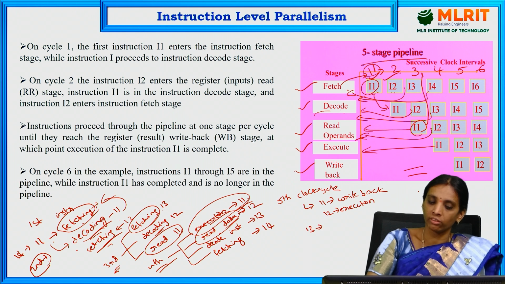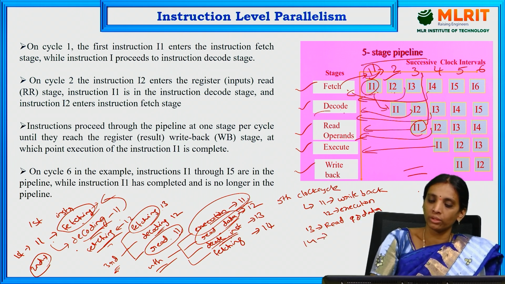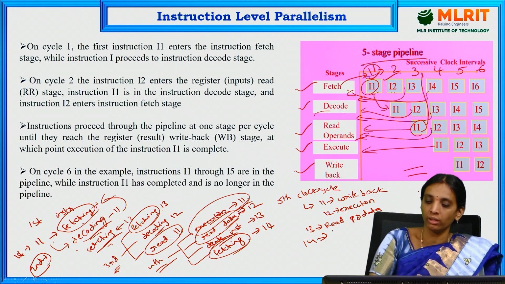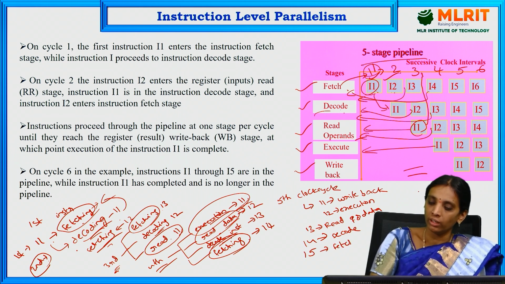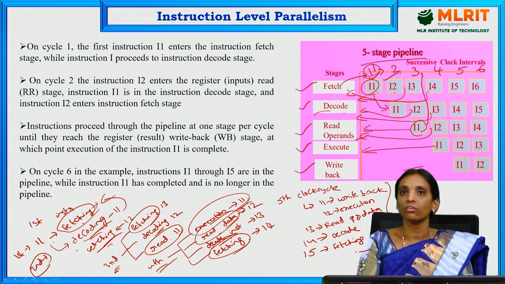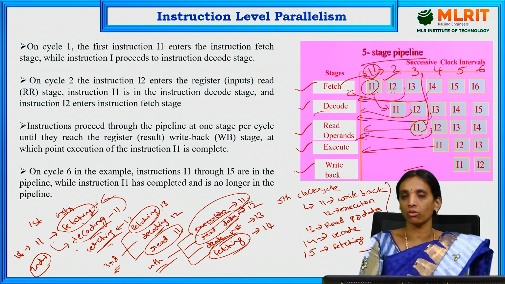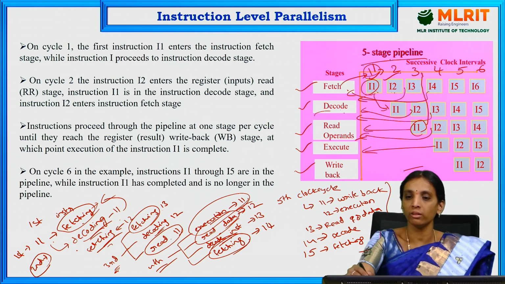And the 13th instruction has already completed decoding, so now it goes for reading the data operands. And the 14th instruction has completed fetching, so now it goes for decoding. Now another operation, the 15th instruction, is at the fetching stage. In this way, a number of instructions are performed simultaneously in the same clock cycle. That is called the pipelining procedure.